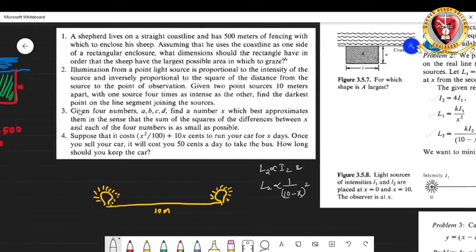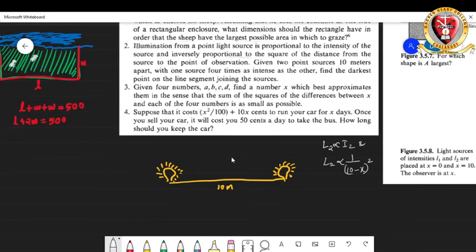Now let's move on to the third problem. We are given four numbers A, B, C, D. We have to find a number x which best approximates them in the sense that the sum of the squares of the differences between x and each of the four numbers is as small as possible. So differences will be x minus a, then x minus b, then x minus c, and x minus d.